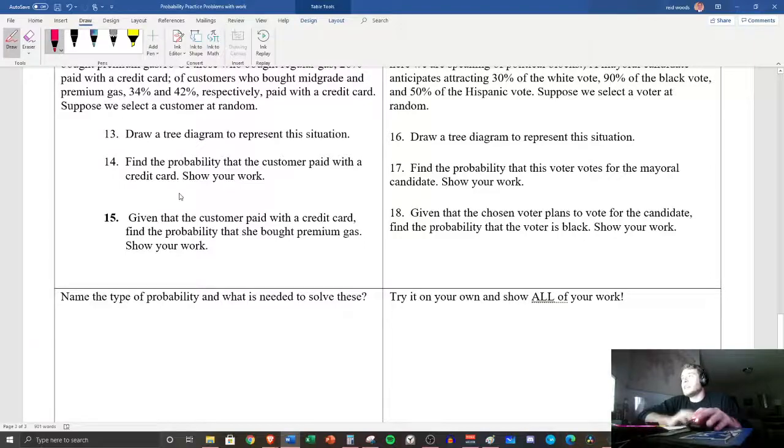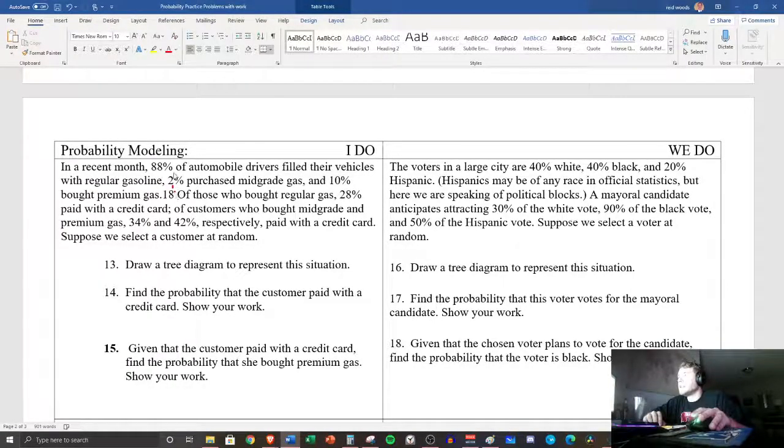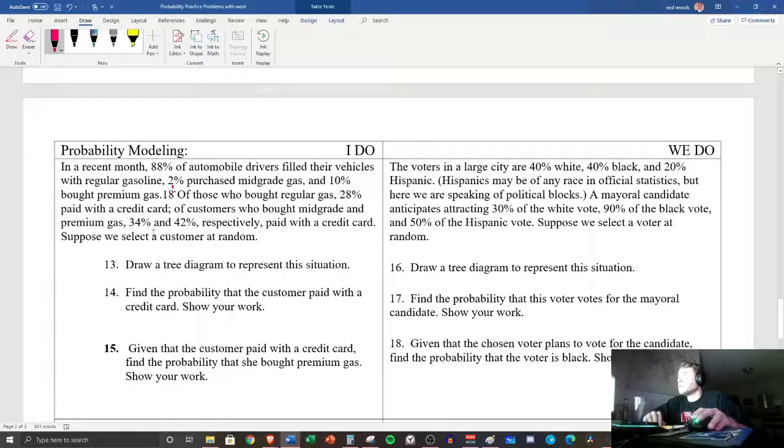So let's go ahead and talk about these situations. This will be the last problem that I show, and then you're going to work the rest of them. In a recent month, 88% of automobile drivers filled their vehicles with regular gasoline. 2% got mid-grade, and 10% bought premium. That's a typo. Let me fix that off the draw tool.